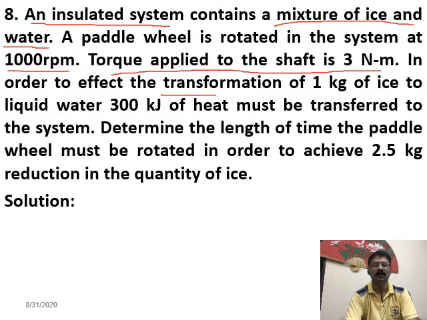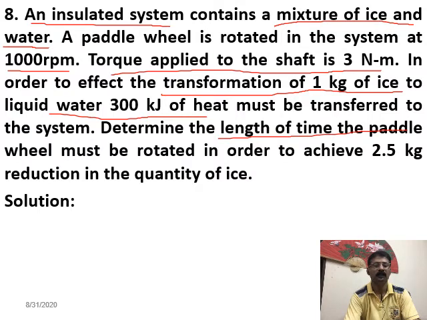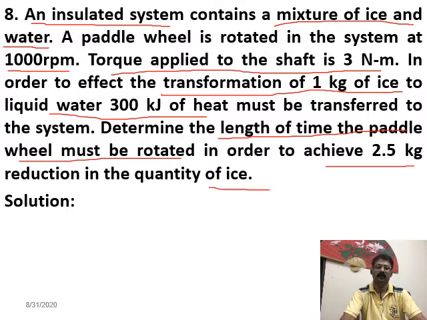And he says that transformation of every 1 kg of ice to liquid water requires 300 kilojoules of heat. It's very interesting. 1 kg of ice, if it has to be converted into liquid water, 300 kilojoules of heat. But you are not heating directly here. Instead, you are making the paddle wheel to rotate. So here paddle wheel work itself is converted into heat energy. So 300 kilojoules of paddle wheel work itself is required to convert 1 kg of ice into liquid water. Now you are asked to calculate for what length of time the paddle wheel must be rotated in order to melt 2.5 kg of ice to water.